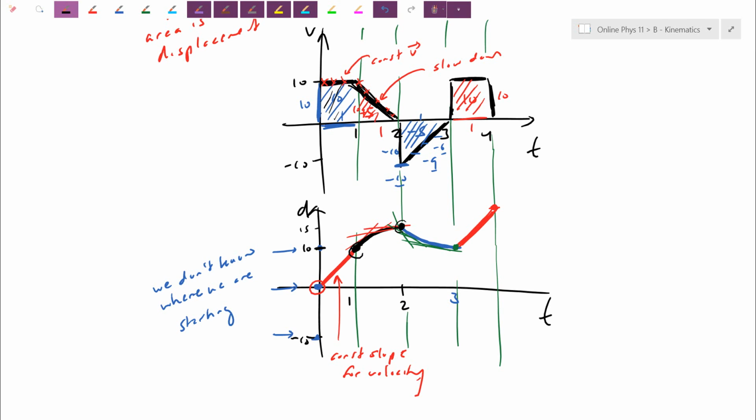Mainly for this part here, I want you to be comfortable interpreting a position time graph, a velocity time graph. I'm not going to ask you too many questions with this interpreting or changing of graphs. So make sure you're just good with the interpretation part. If you have any questions, just let me know.